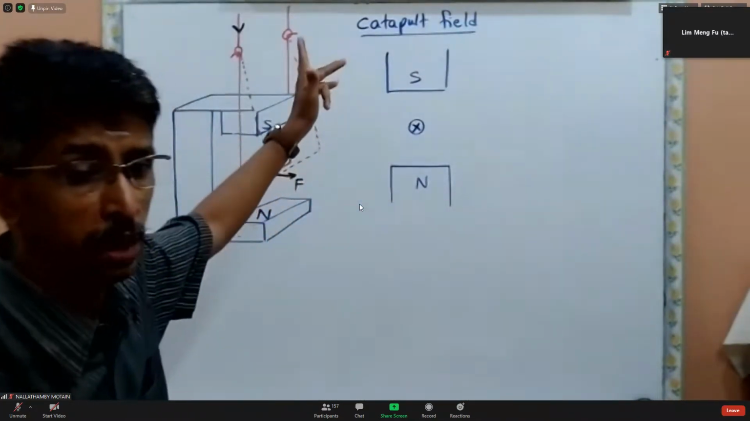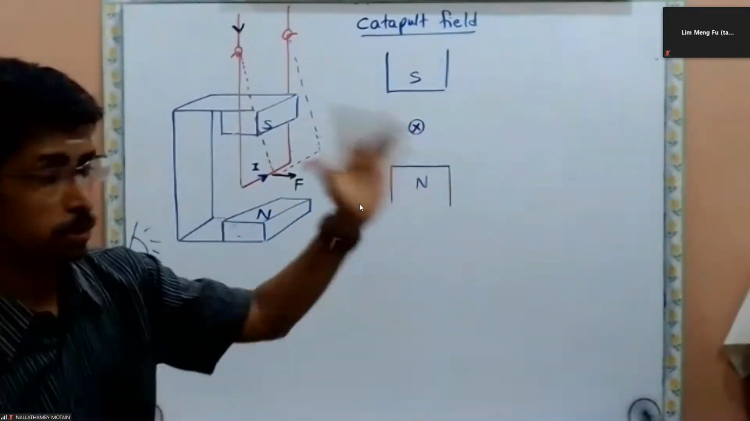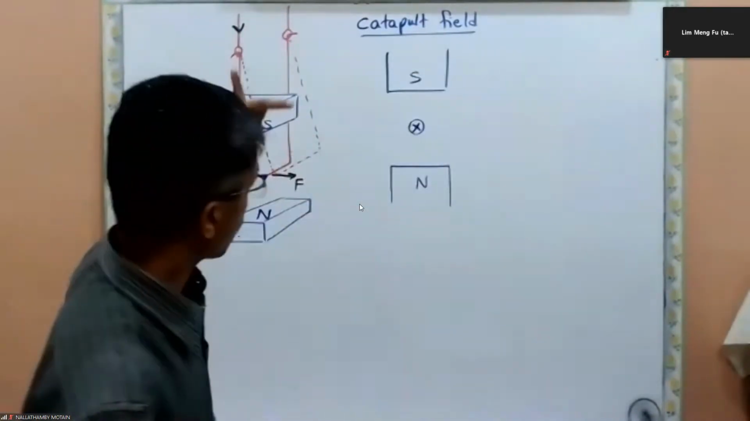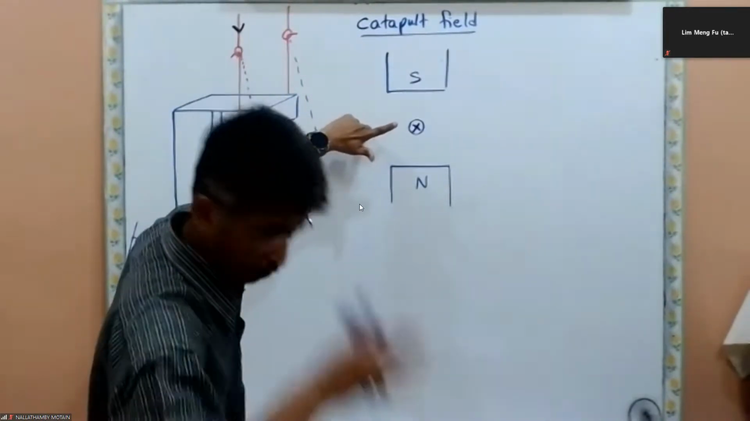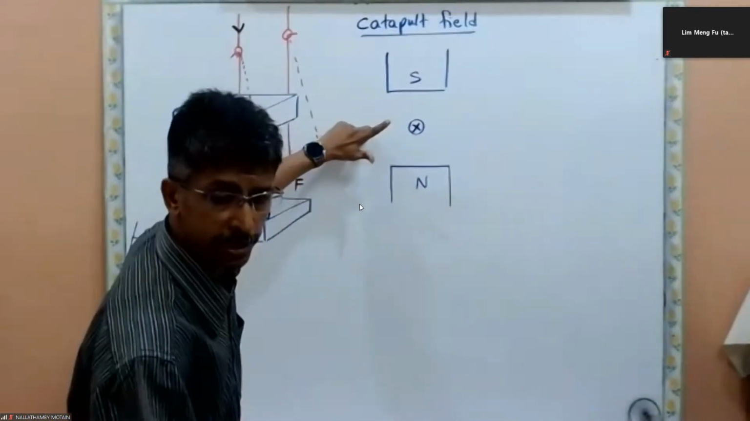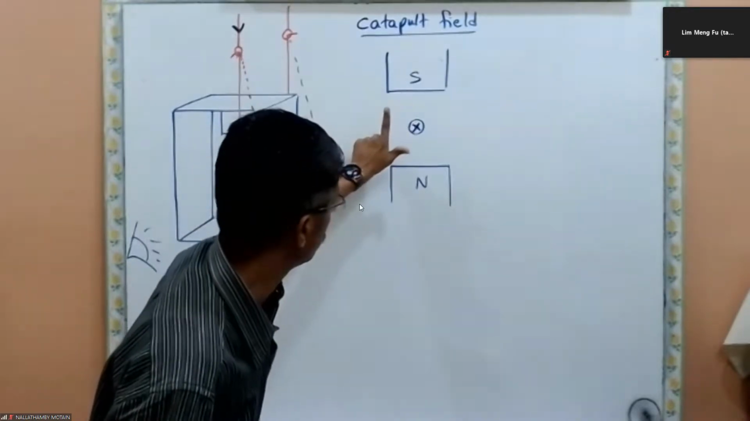Okay, let's check using Fleming's standard rule. Where is the current flow? Current flow inward. Fleming's rule: current is in. Please apply the rules, then only you can understand. Current in, and then north to south.